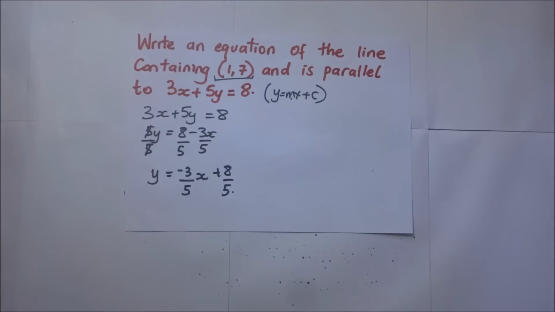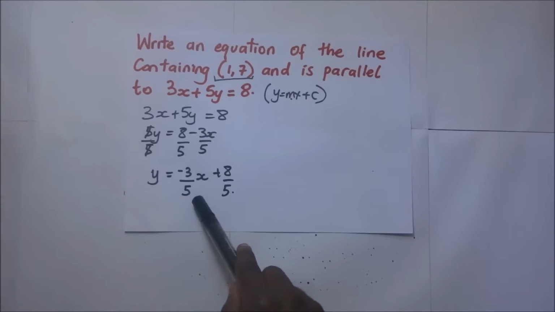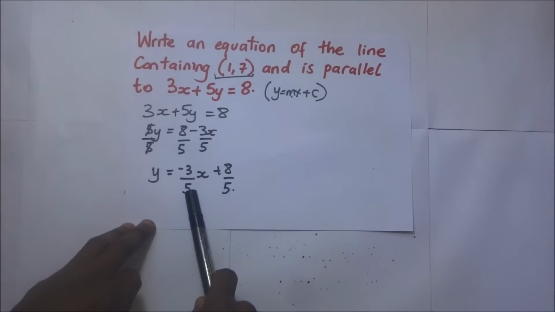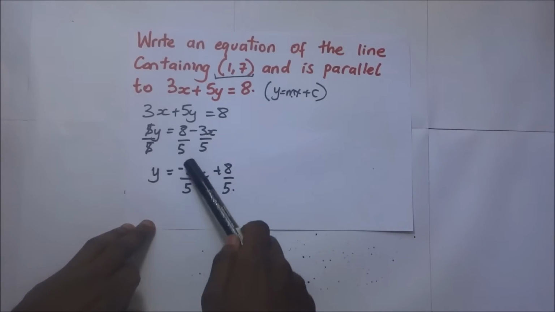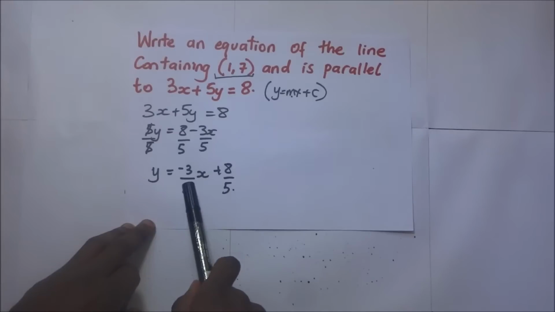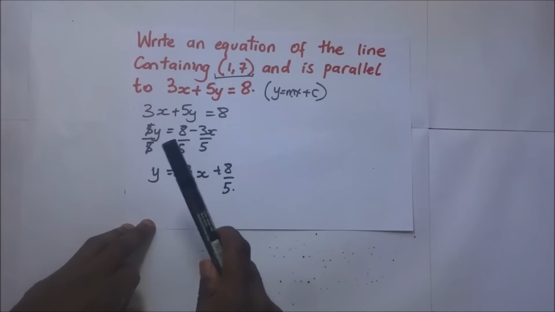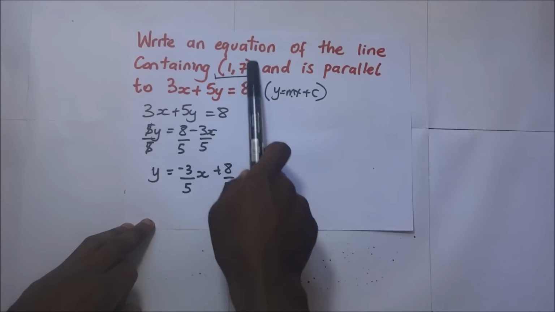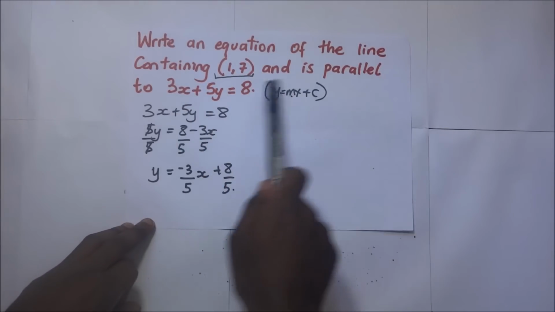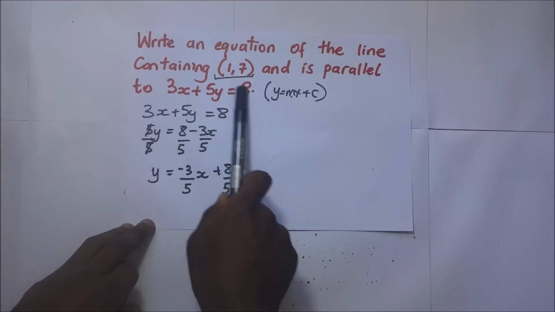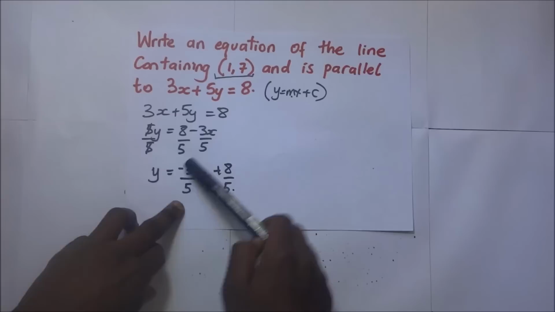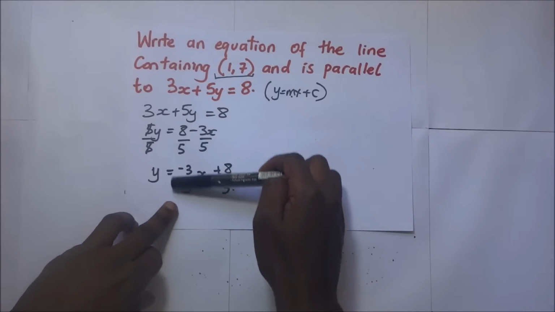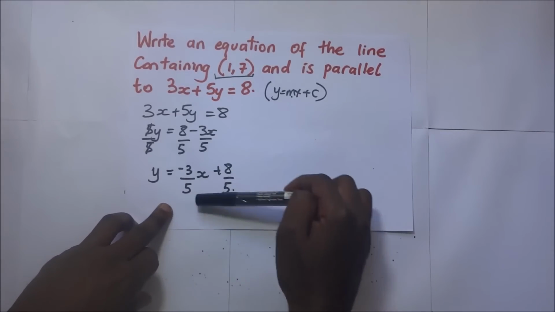So meaning that the line we are talking about here has a gradient of negative 3 over 5. Now the question is telling us to write an equation of a line that is containing (1, 7). So it's going through (1, 7) and is parallel to this line. So if it is parallel to that line, the line we're talking about is this one right here, and this is the gradient of that line.